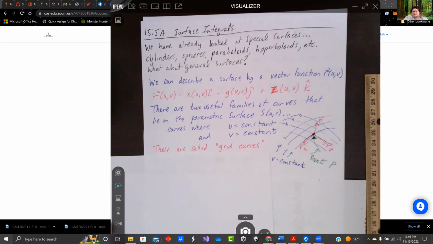So surface integrals. We've looked at special surfaces before, you know, spheres, cylinders, paraboloids, hyperboloids, stuff like that. What about a general surface, not a plane, but a general surface that could be wavy, just could be a crazy shape? We can describe the surface by a vector, of course. At any given point, we're going to use r(u,v) equals x, y, z, where each component, x, y, and z, can be a function of two parameters. We're going to use u and v.